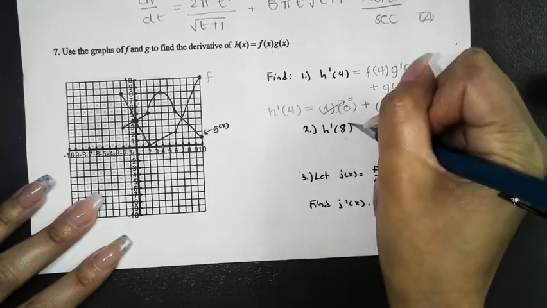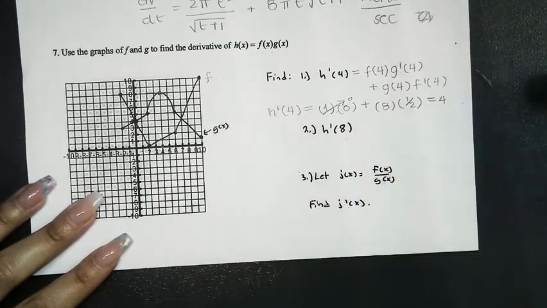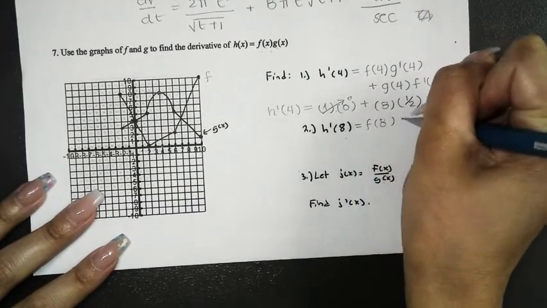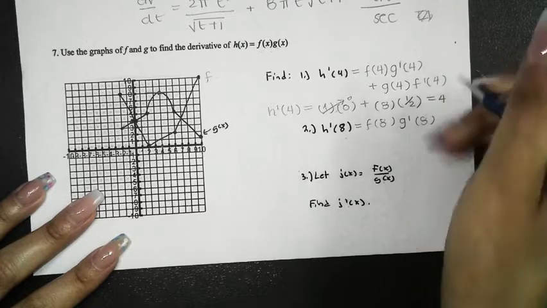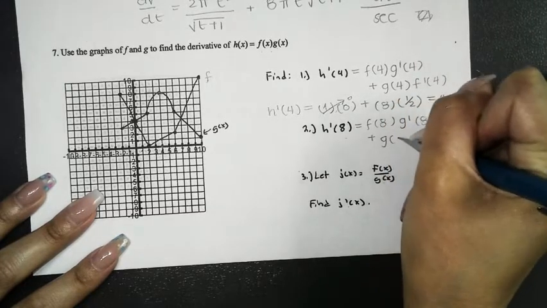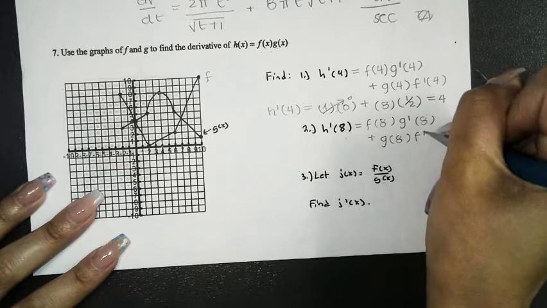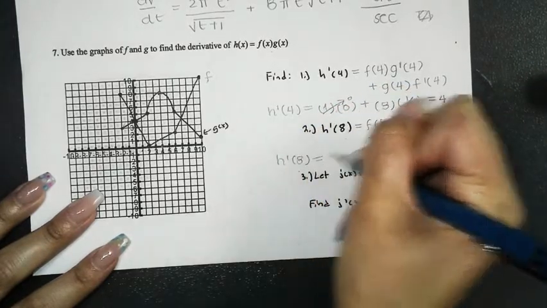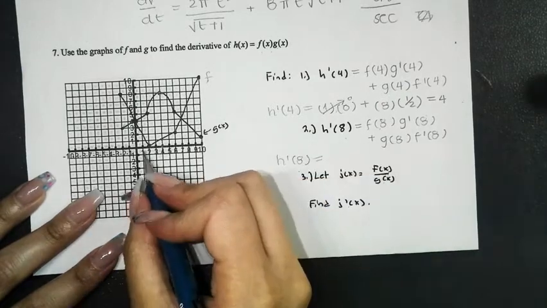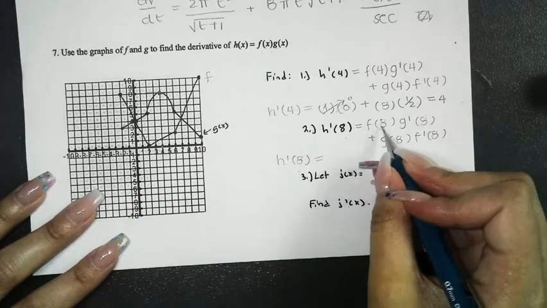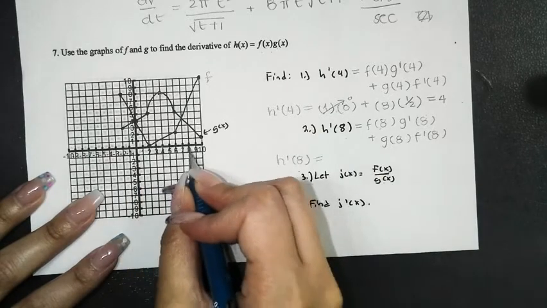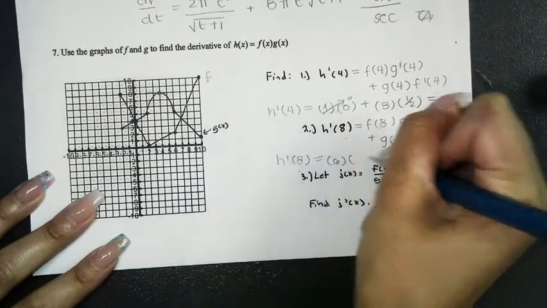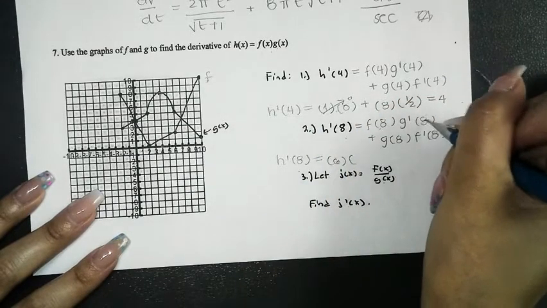Okay, similarly for h prime of 8, what are you going to do? Actually, you can just copy the top part with different numbers. Okay, so you have this situation, f prime of 8. Now the difference is you're not going to evaluate at 4, you're going to look for these points at 8. Okay, so you look for f of 8. F of 8 is going to be this one, which is 6. Okay, times g prime of 8.